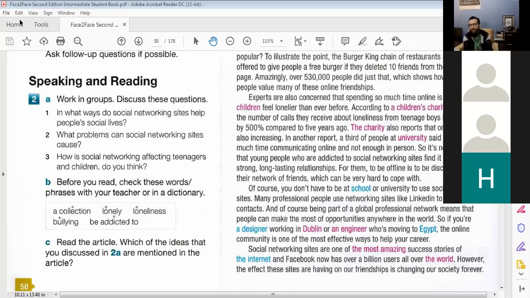So here we're going to talk a little bit about social media. The first question here in the speaking section is asking: in what ways do social networking sites help people's lives? So here we're thinking of the advantages, the positive things, or how social media can help us. What do you think? In your opinion, for example, Hajar, do you think social networking sites help people's social lives? Do you think they help?